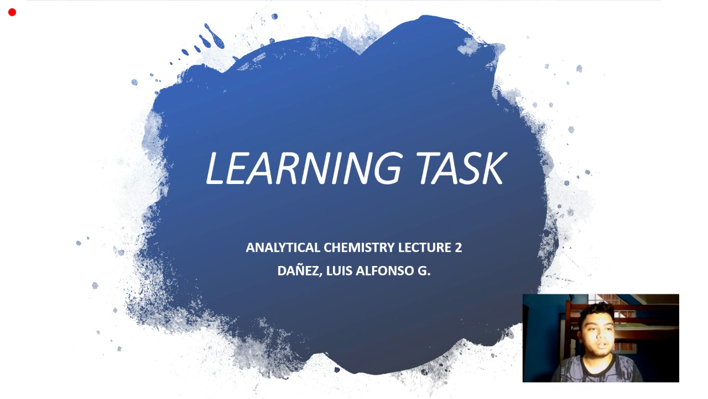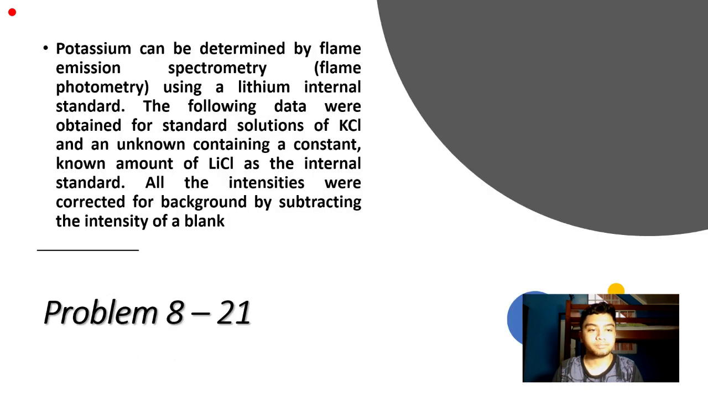So, starting from problem 8-21. Potassium can be determined by flame emission spectrometry or flame photometry using a lithium internal standard. The following data were obtained for standard solutions of KCl and an unknown containing a constant, known amount of LiCl as the internal standard. All the intensities were corrected for background by subtracting the intensity of a blank.